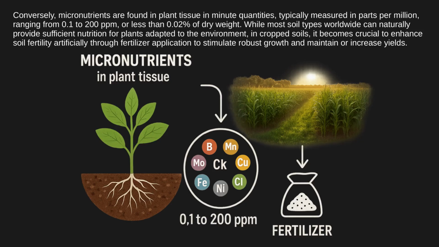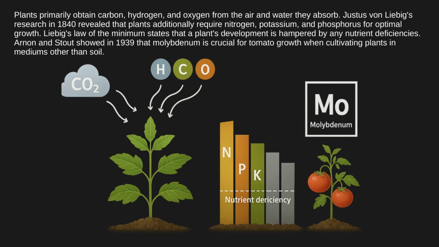While most soil types worldwide can naturally provide sufficient nutrition for plants adapted to the environment, in cropped soils, it becomes crucial to enhance soil fertility artificially through fertilizer application to stimulate robust growth and maintain or increase yields. Plants primarily obtain carbon, hydrogen, and oxygen from the air and water they absorb.